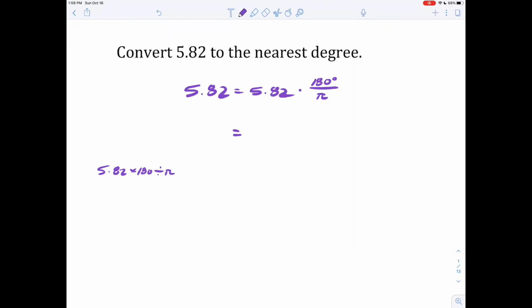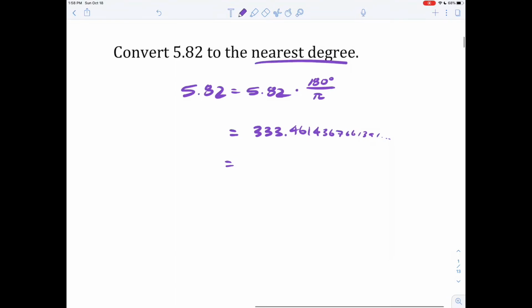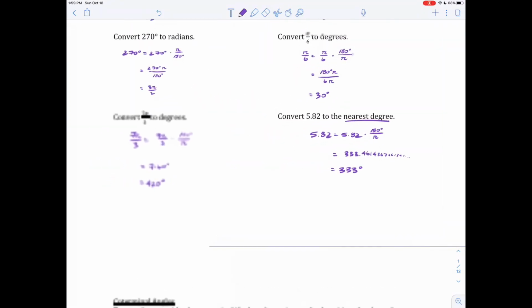So 5.82 times 180 divided by pi. According to my calculating device, that's 333.4614367661391. Maybe there's some other stuff after there. But we're asked to do this to the nearest degree. So this is just 333 degrees. Don't want to get that rounding error. That would just be embarrassing. So that's our conversions bit.